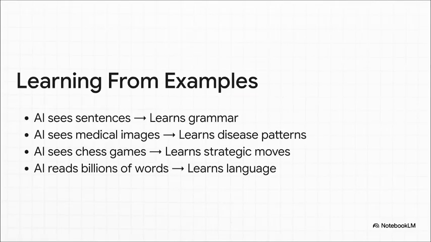This is what makes AI so unbelievably flexible. You can point it at almost any kind of data, and it will learn the patterns. Show it billions of sentences from the internet, and it starts to learn grammar and language. Show it thousands of medical scans, and it learns to spot the tiny patterns that might signal a disease. It learns strategy by watching chess games, and it learns meaning by reading pretty much everything ever written.